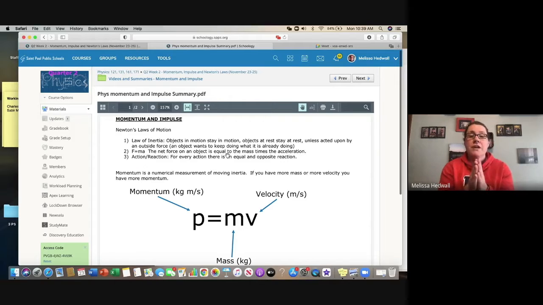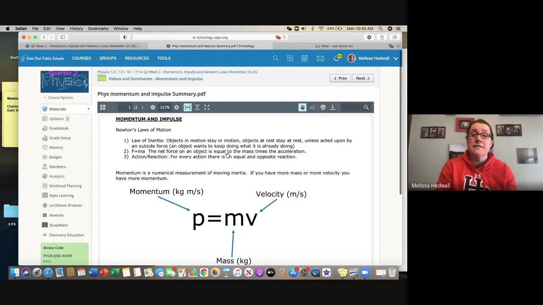So law of inertia: objects in motion stay in motion, objects at rest stay at rest unless acted upon by an outside force. And what we're talking about today with momentum and impulse is mostly focusing on the idea of the first law. The second law we have used quite a bit because we've done these calculations, but it's F equals ma. The net force on an object is equal to the mass times the acceleration. And we spent quite a bit of time working on F equals ma a couple of weeks ago.